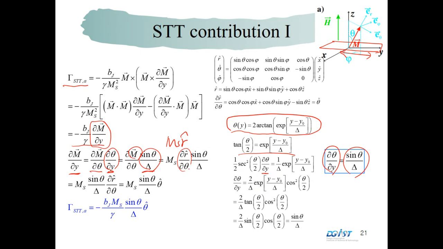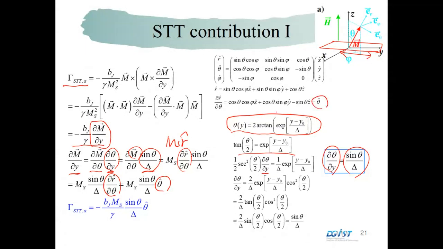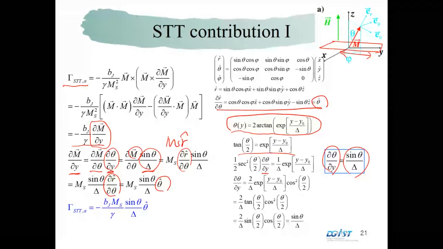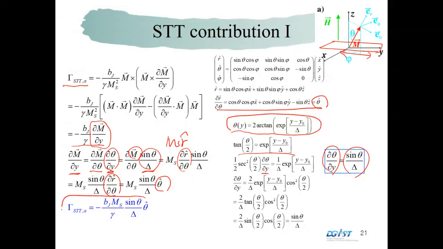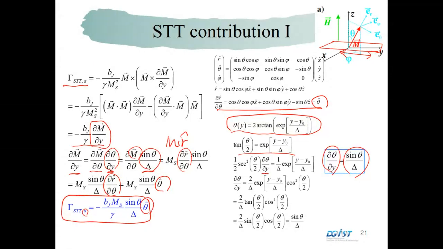So we can take the derivative of r hat with respect to theta. This term gives us theta hat, as you see here. You can check it by yourself. Finally, we can obtain the adiabatic torque, the spin transfer torque in the direction of theta hat.